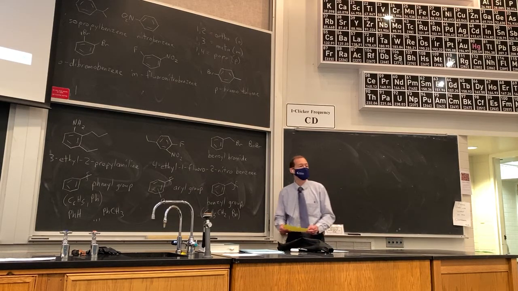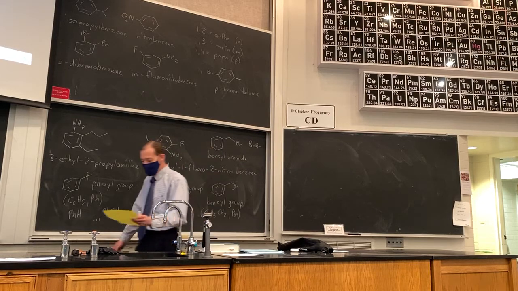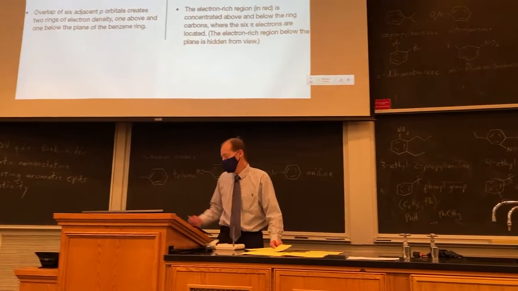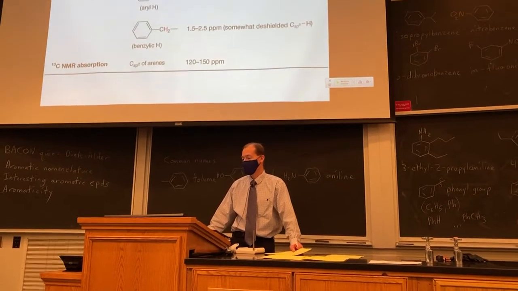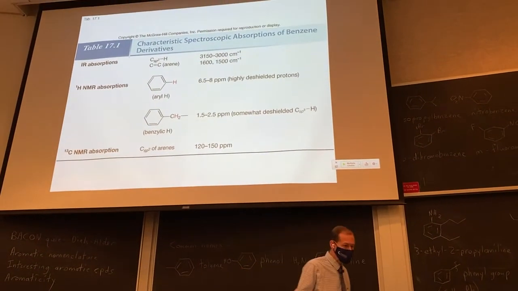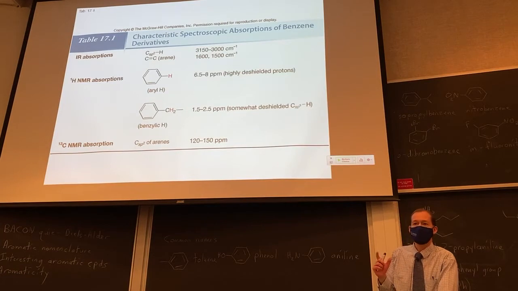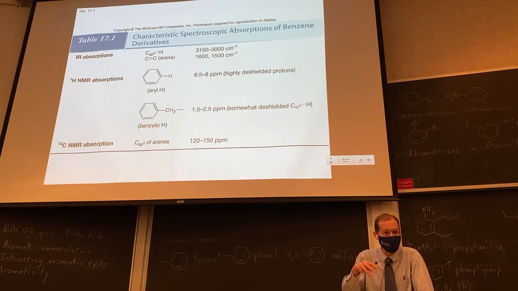Okay, other questions? Let's talk briefly about the spectroscopy of benzene and aromatic compounds. So in the IR, the most important absorption is the sp2 carbon-hydrogen stretch. That's going to show up just above 3,000. Of course, that's not going to be distinguishable from alkenes.